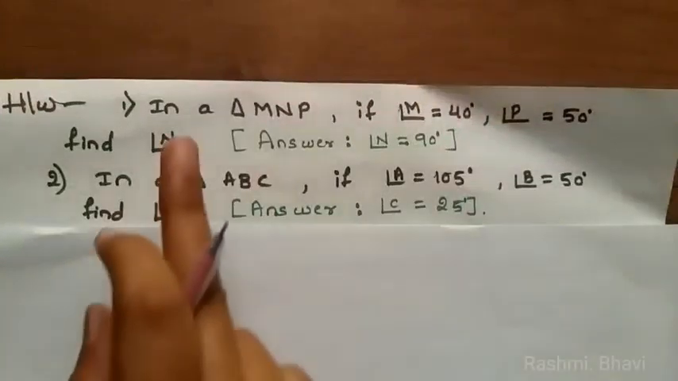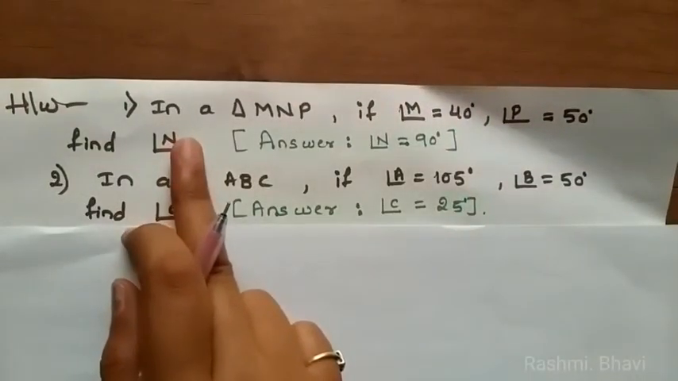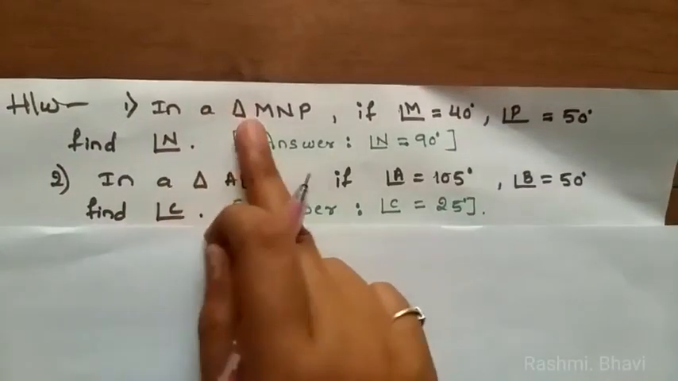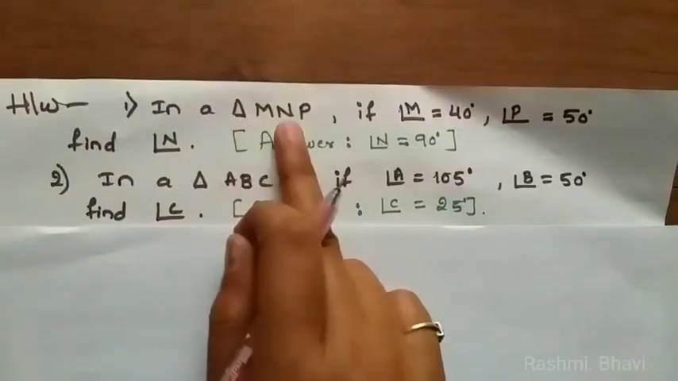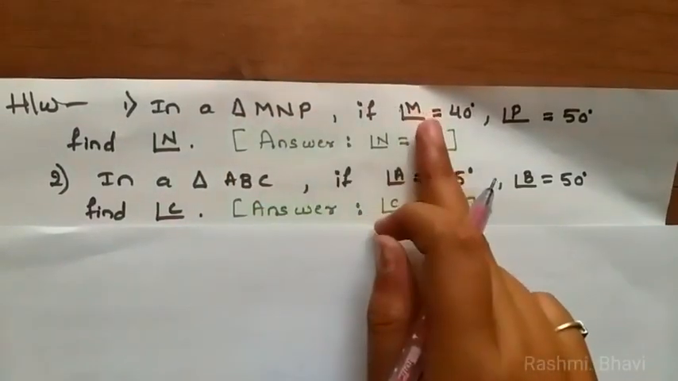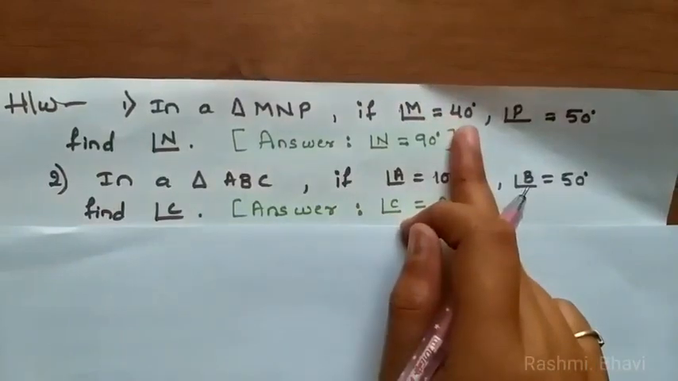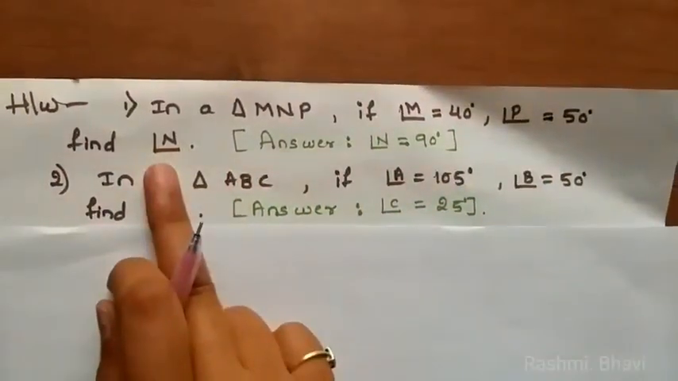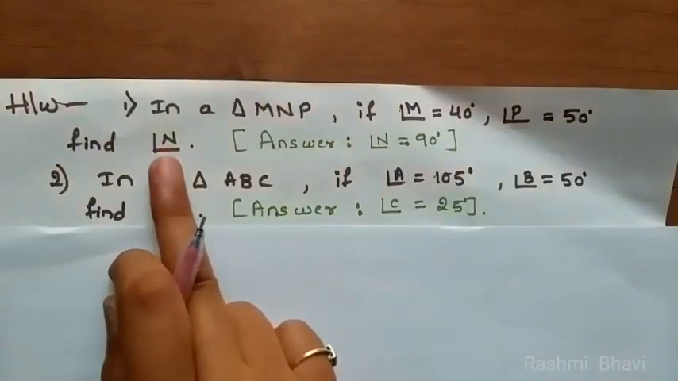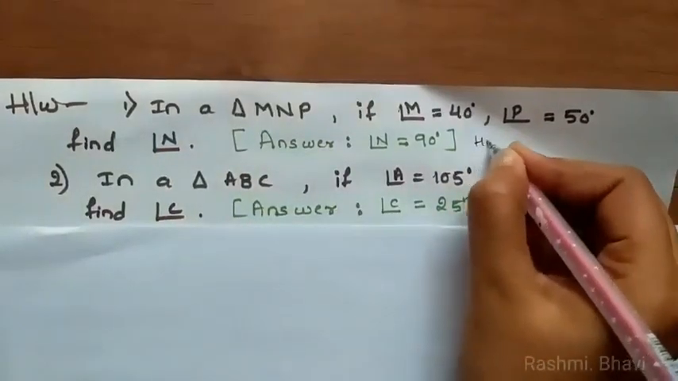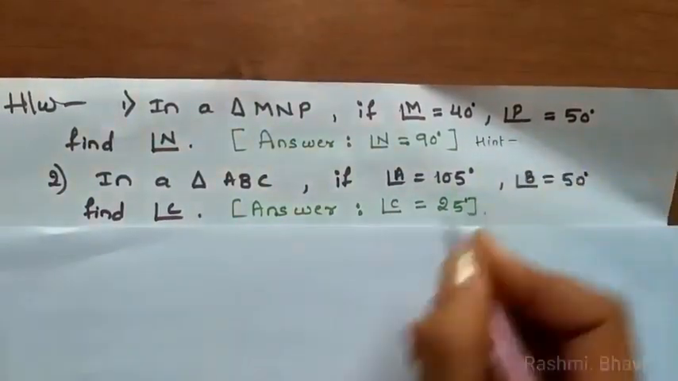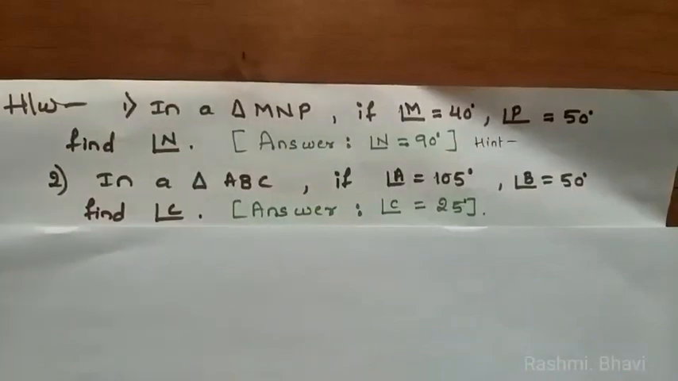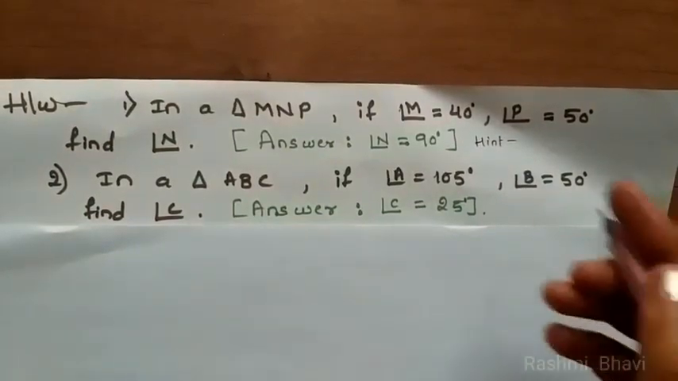The next two questions are homework for you. The question is: in a triangle MNP, here the triangle name is MNP, the given angle M is equal to 40 degrees, angle P is equal to 50 degrees. Here we have to find the angle N using the interior angle theorem concept. So what is the formula? I will give the hint. I will show the formula here. For triangle MNP, how to write the formula?